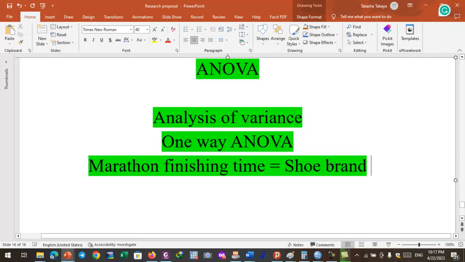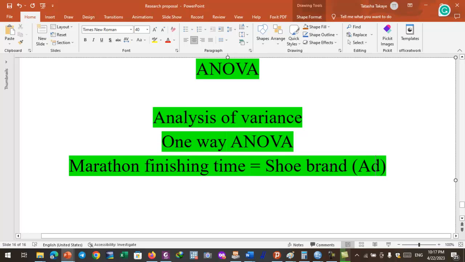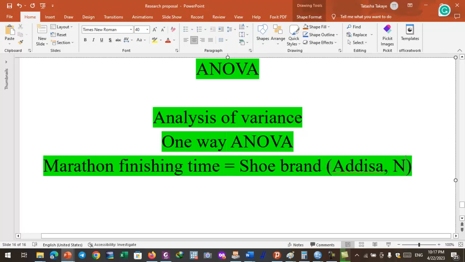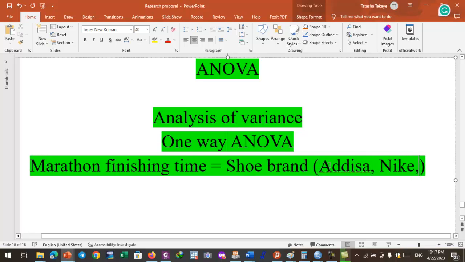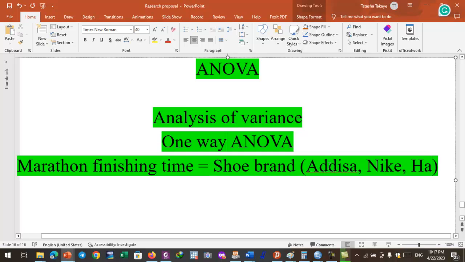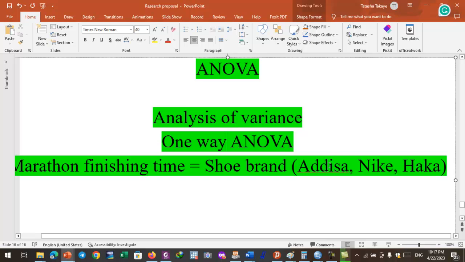Our interest is to find out whether there is an average marathon finishing time difference between the shoe brands, and within shoe brands we will have groups. For example, let us say we have Adidas, we have Nike, and we have Haka. Let us say those are the three shoe brands we have.